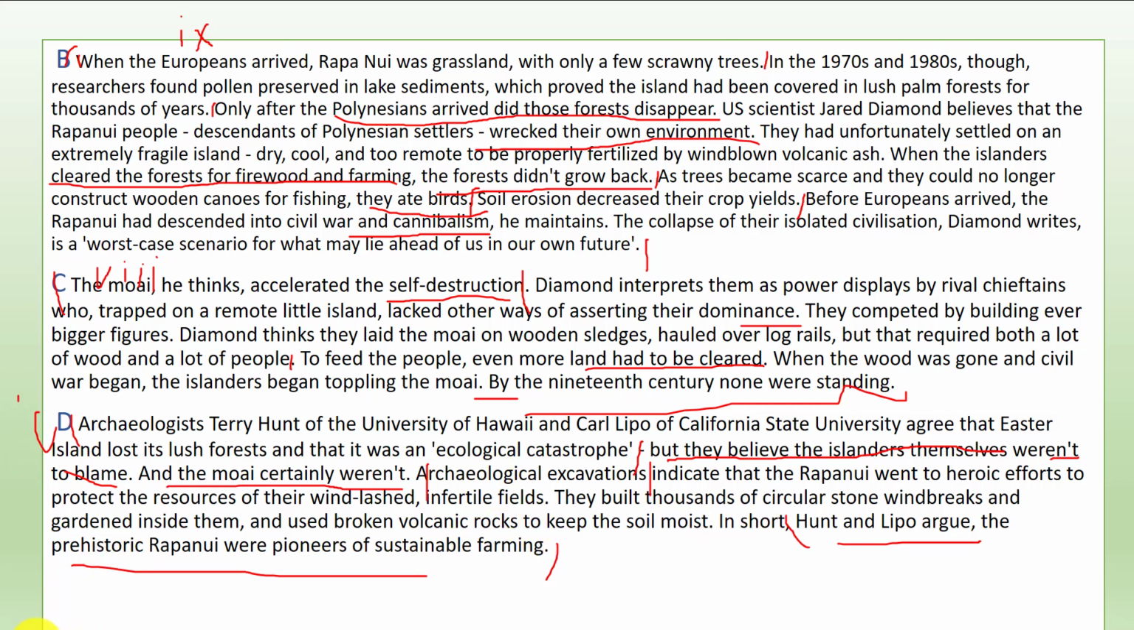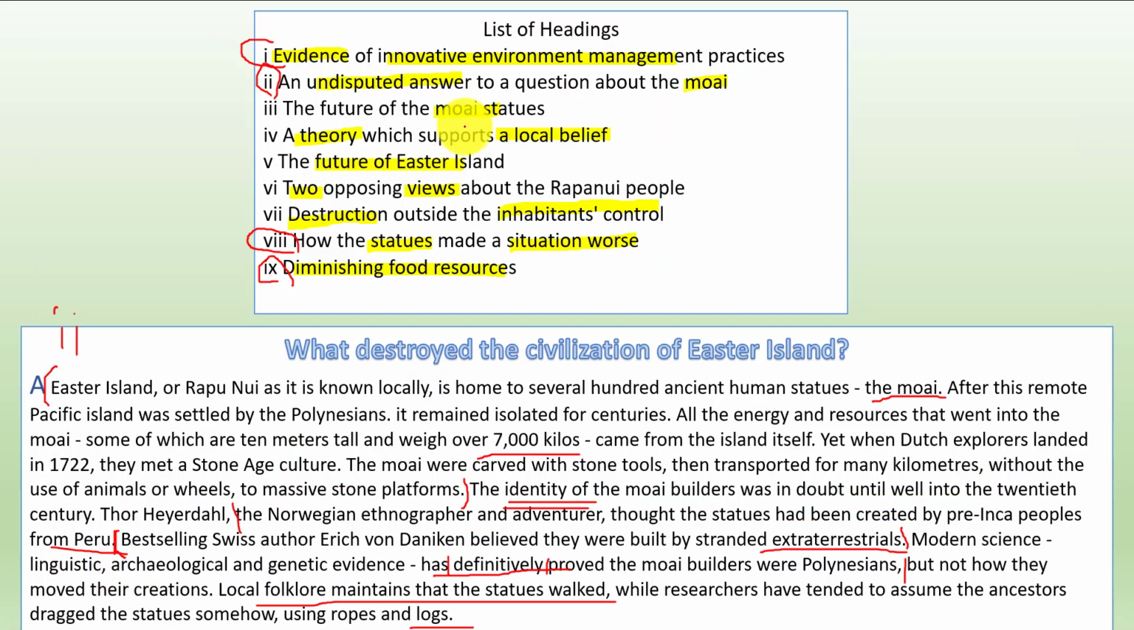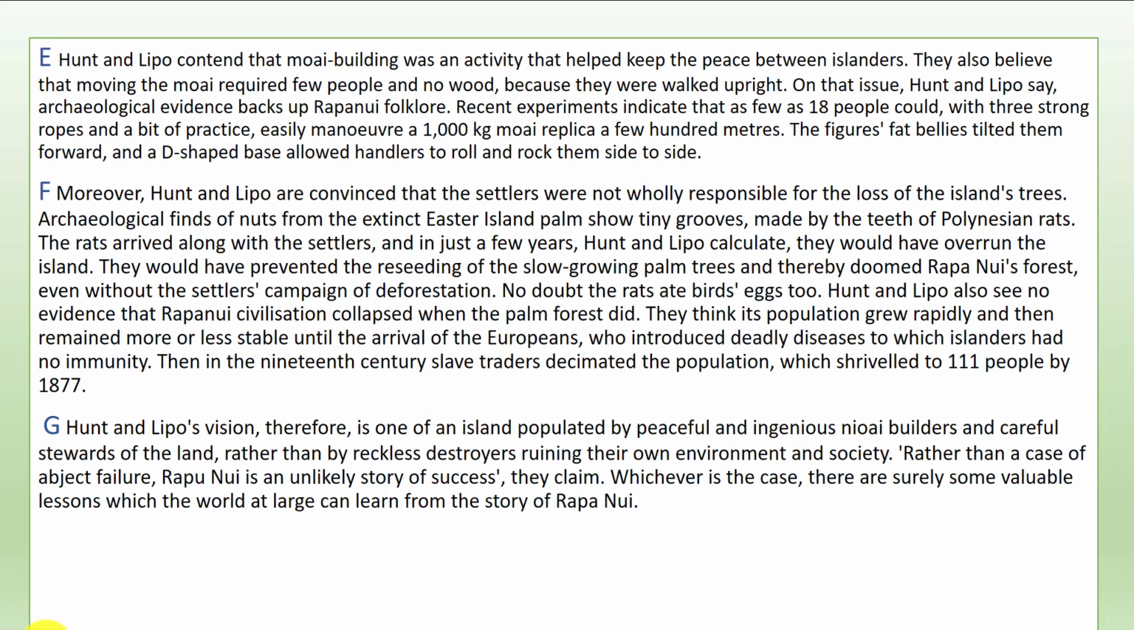Okay, you can even take other paragraphs as well. We have an opposing view, but we don't have two opposing views in that paragraph. And also destruction outside the inhabitants' control, it's not about destruction outside the inhabitants' control. Okay, and it's not about the future of the Moai statues, and also there is no theory which supports a local belief. You can just look at your options and eliminate them and choose the most suitable title for each of the paragraphs. Now, let's go on to paragraph E.